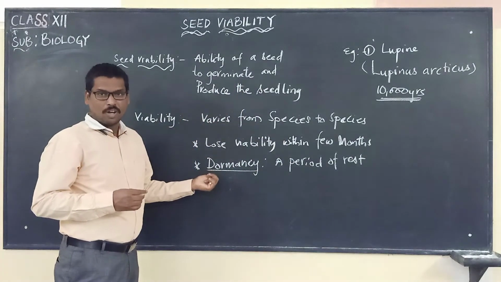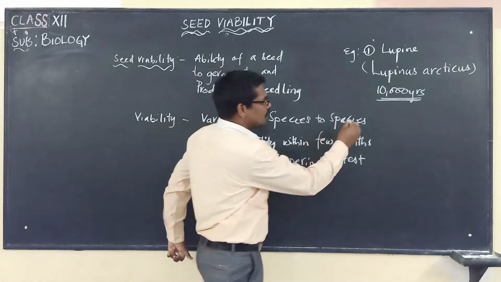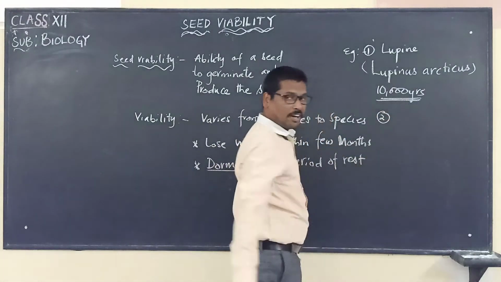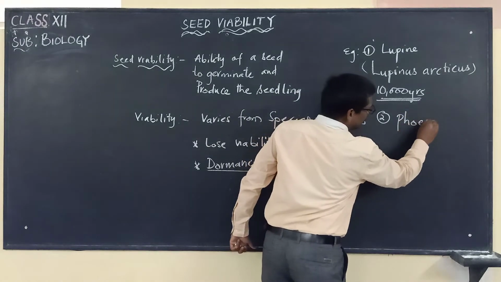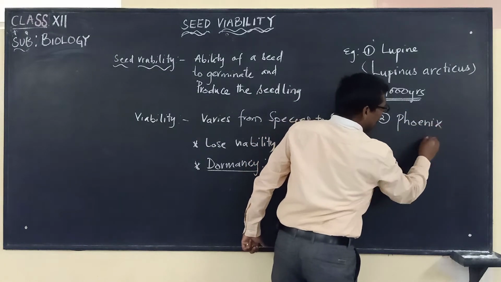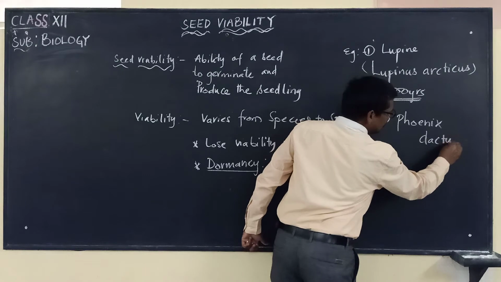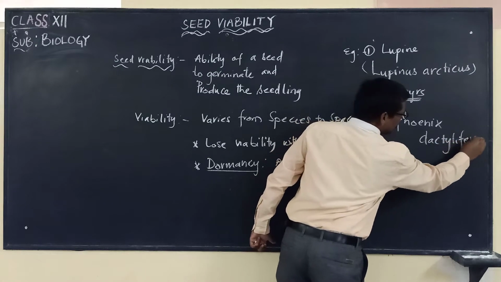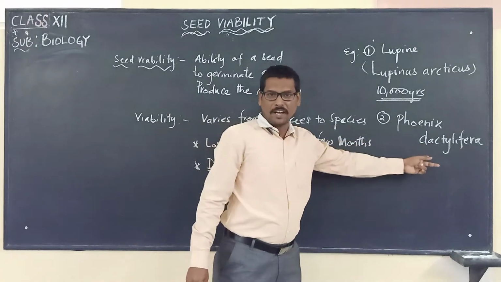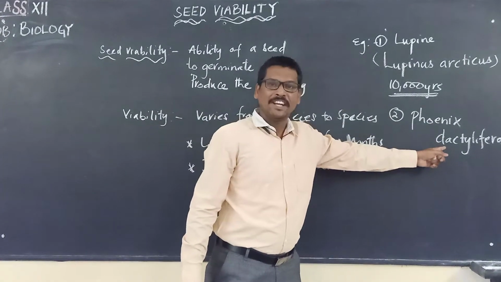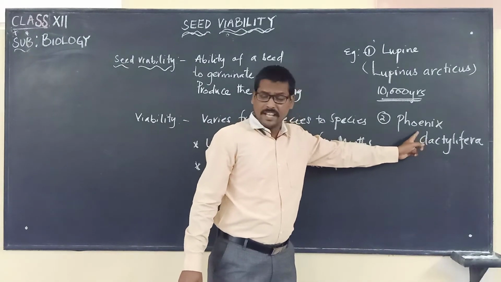All these 10,000 years the seeds were in the dormancy stage. And not only this, there is another example that we have to keep in mind, that is Phoenix dactylifera. It is commonly called the date palm.